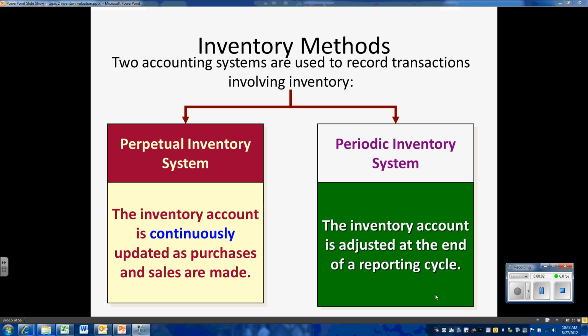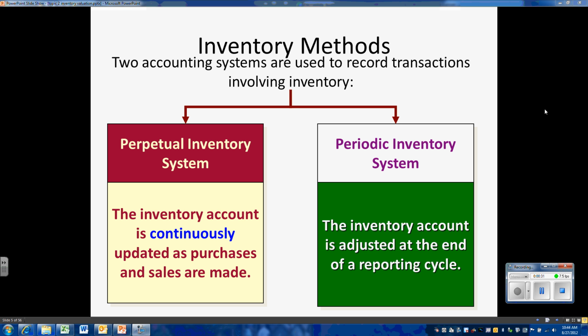In this video, we're going to look at the differences in reporting transactions using two different inventory methods. Companies over the years have developed different ways of tracking their inventory. In the days before information technology was available, the dominant method was the periodic inventory system.